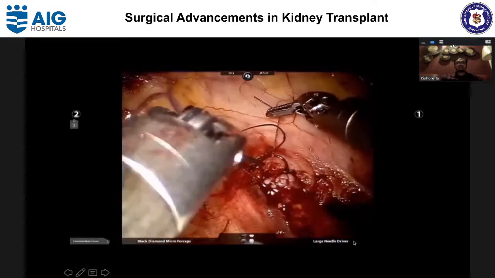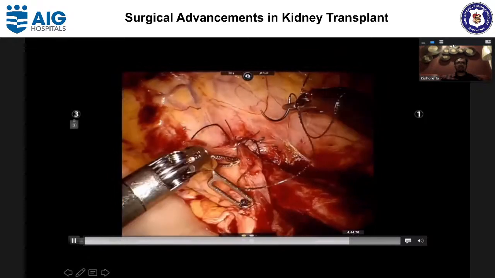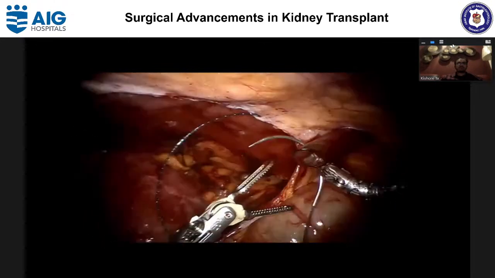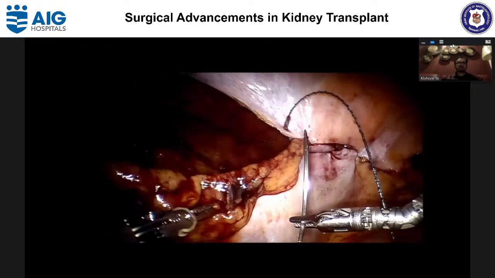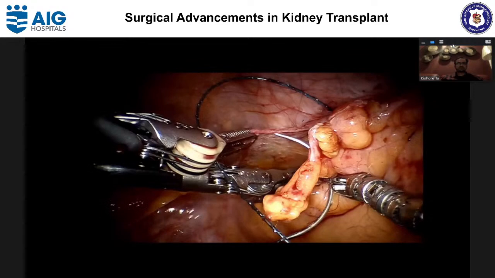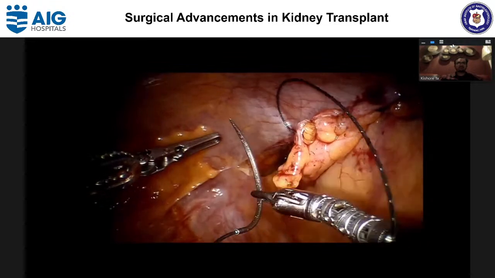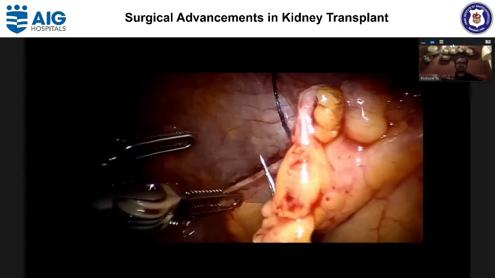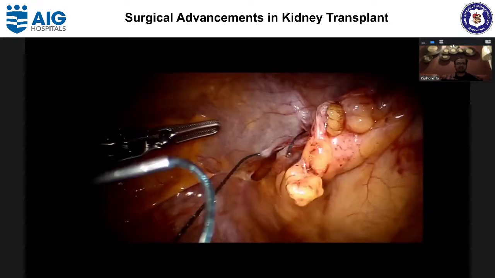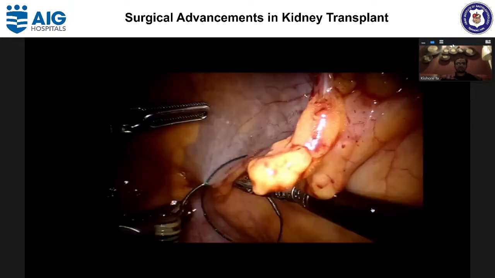And once that is completed, I go ahead and close the flap and completely extraperitonealize the kidney. So using a V-Loc, you can see the flap is being closed. And after that, we can visualize the kidney through the GelPOINT, the final position. So the kidney is not fixed anywhere. It's just lying in the extraperitoneal cavity, just as we do in open transplant. So this is the technique of total extraperitonealization of the kidney.